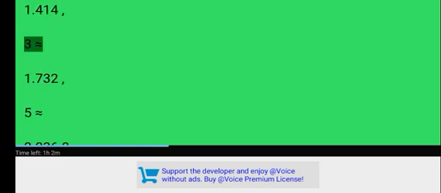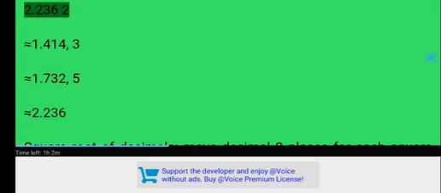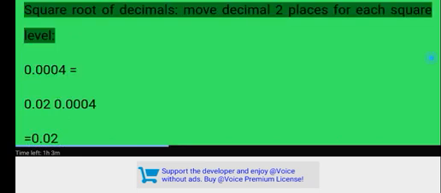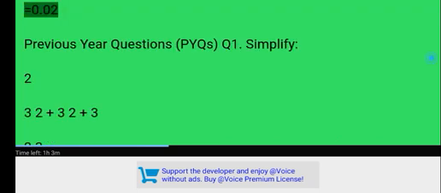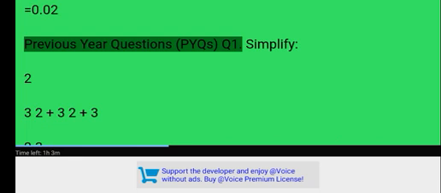√2 ≈ 1.414, √3 ≈ 1.732, √5 ≈ 2.236. Square root of decimals: move the decimal 2 places for each square level. For example, √0.0004 = 0.02. Previous year questions, PYQs.